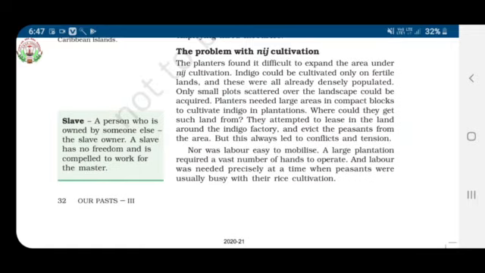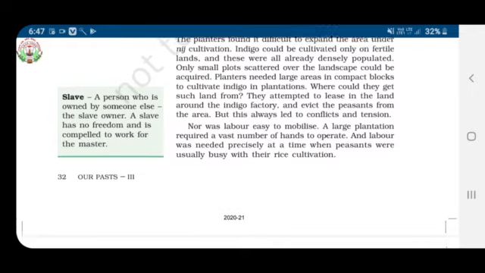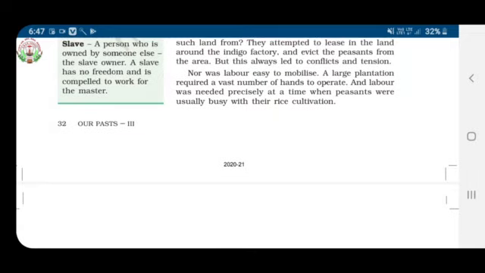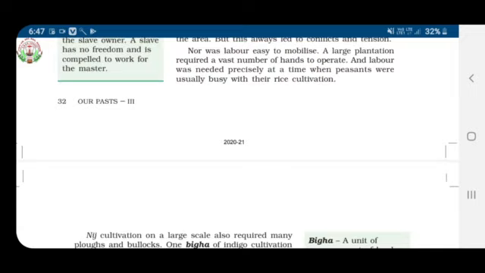fertile lands and they were already densely populated. Planters needed large areas in compact blocks to cultivate indigo in plantations. So from where could they get such kind of land? So they attempted to lease in the land around the indigo factory and evict the peasants from the area. But this always led to conflicts and tension. Nor was labor easy to mobilize.